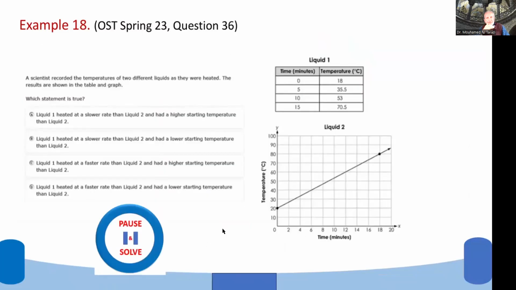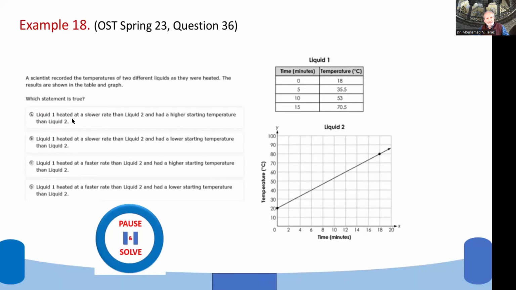This is example question number 36. A scientist recorded the temperatures of 2 different liquids as they were heated. The results are shown in the table and graph. Tables and graphs are always on the test, on the Ohio State test. This is a table, this is a graph. You need to understand what you are given here. So they're asking you which statement is true. Again, you have to read those first before you do further investigation.